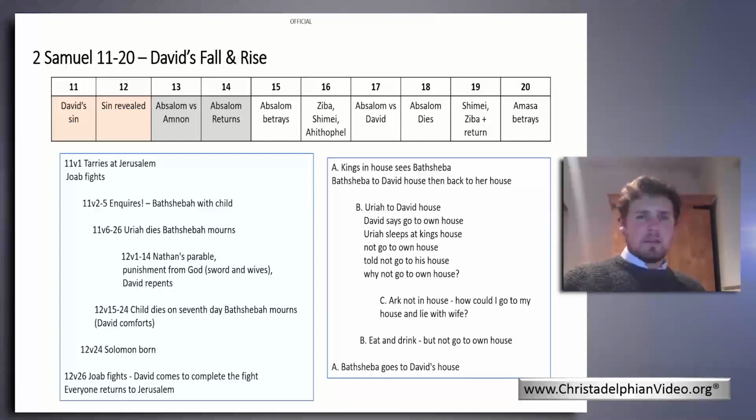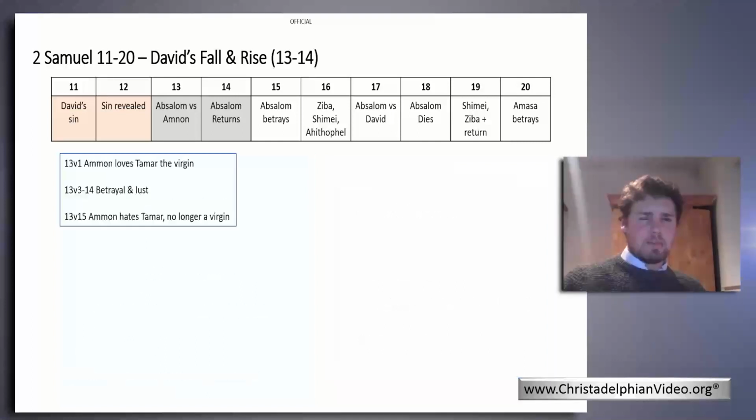But this then is the first couple of chapters, and we go on then to chapters 13 and 14. And in chapters 13 and 14 it deals with Amnon, who loves Tamar, and who therefore takes her, and then who hates her. And we won't say any more about that because we've pretty much run out of time.